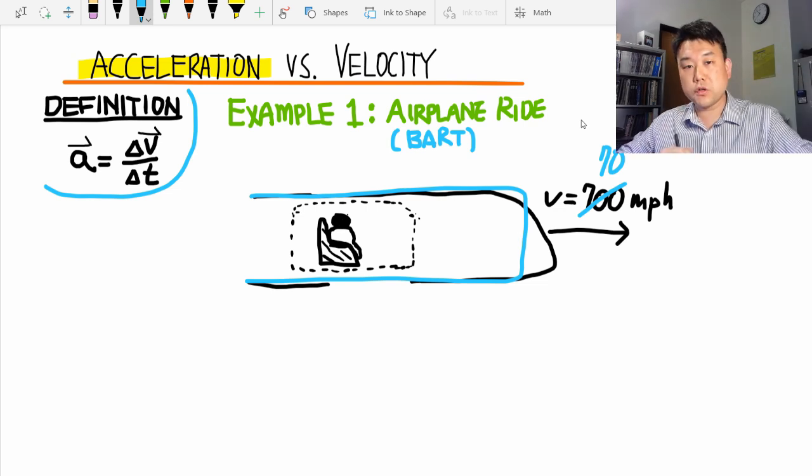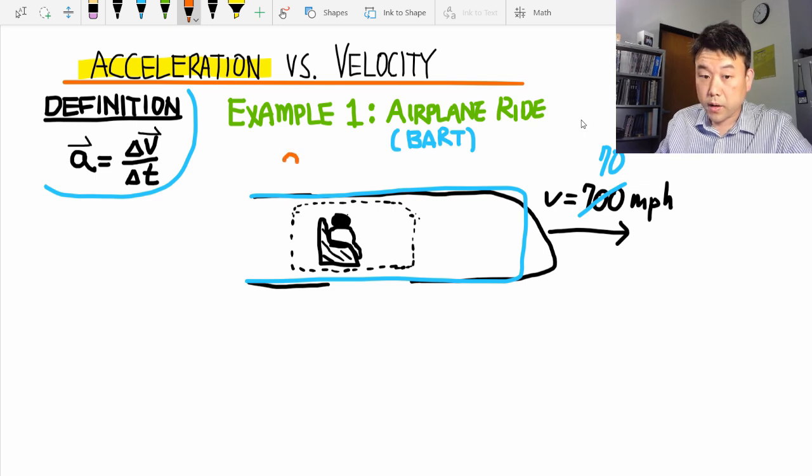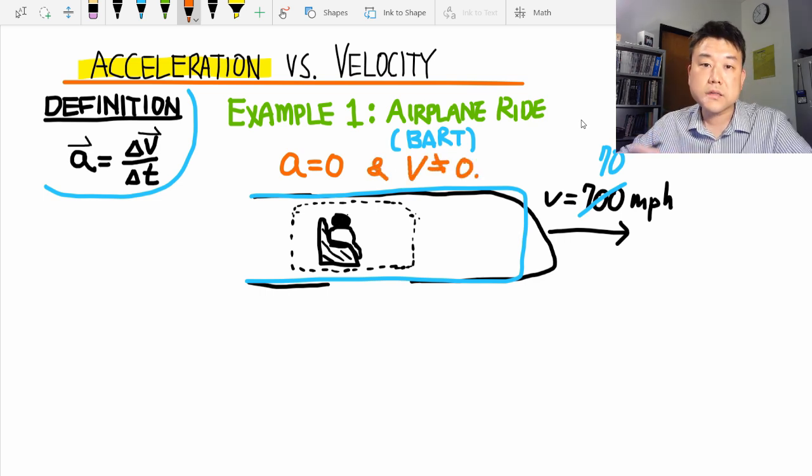It's that portion of the motion that you don't quite feel. You only feel that BART is moving when it's beginning to move or when it's coming to a stop. So this is an example of motion where acceleration is 0 and the velocity is not 0. This is what I mean. Acceleration is mostly what you feel in a motion.